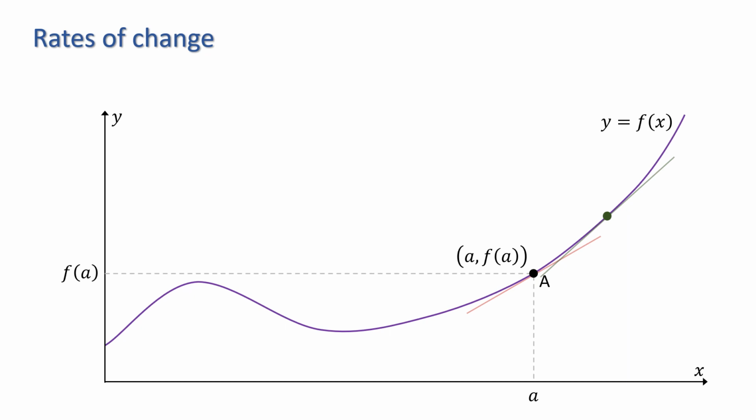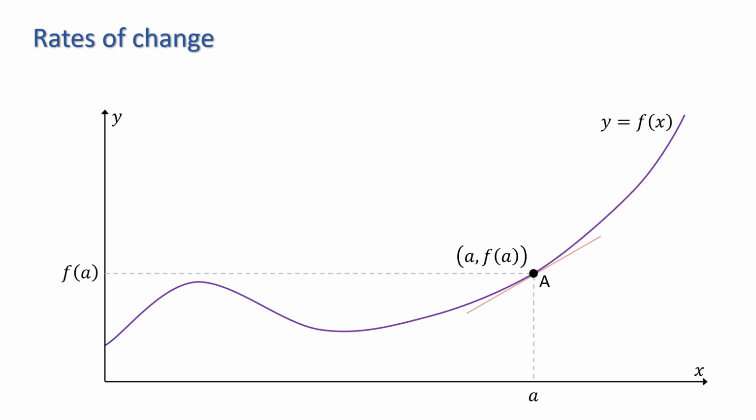It's also clear that, provided the curve is smooth and continuous, the closer the second point is to A, the closer the gradient of the tangent at that second point will be to the gradient of the tangent at A. Now, the question is: is it possible to find the gradient of the tangent exactly for a known function? Well, what we can do is think about two points that are near each other.